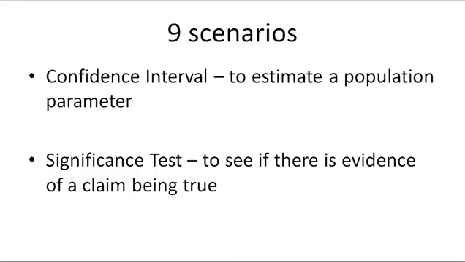Now that we've recalled what inference is all about, I want to make sure you understand that there are 9 different scenarios, 9 different types of problems that could pop up, all dealing with inference. They relate to either a confidence interval or a significance test. Remember, a confidence interval is when we're trying to estimate a population parameter. And again, we don't know what those values are. We're trying to find the true p, or the true mean mu. We don't know what they are, so we're trying to use a sample to estimate them.